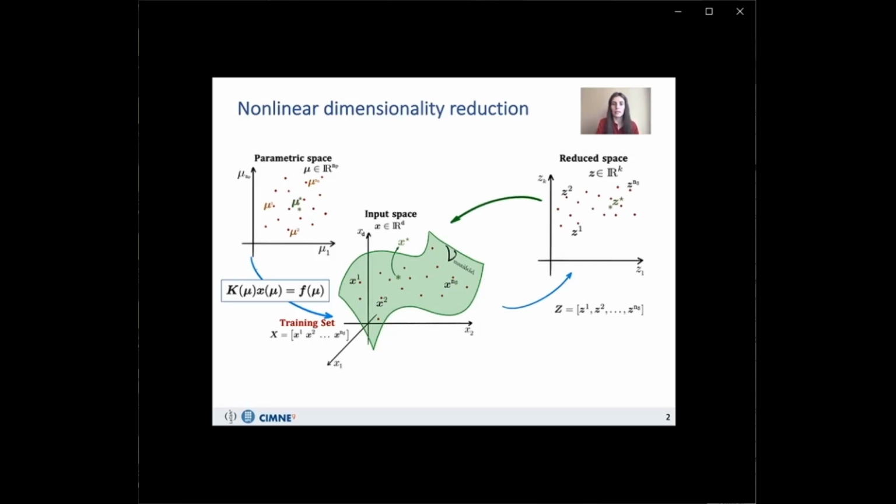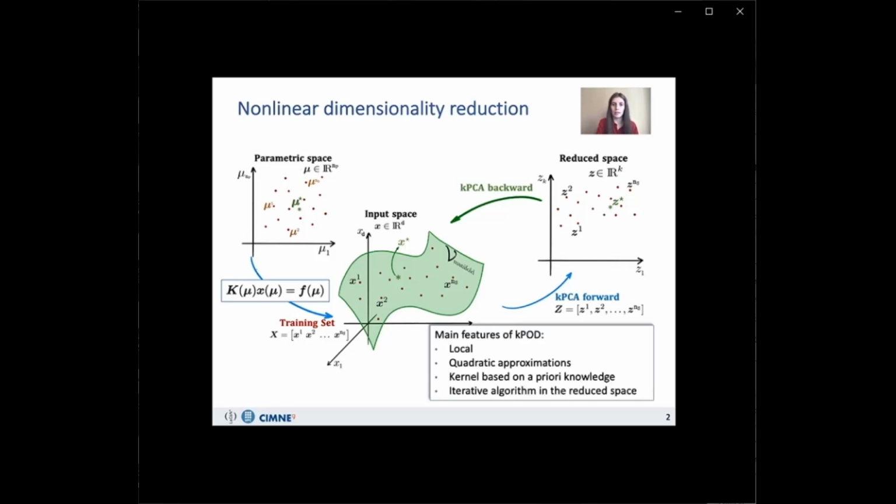But in cases in which the manifold of solutions is curved, PCA fails to identify its intrinsic dimension. The idea behind KPOD is precisely to overcome this limitation by identifying a nonlinear manifold by means of kernel PCA, KPCA. With this, we aim to obtain the lowest possible dimension for the reduced space.